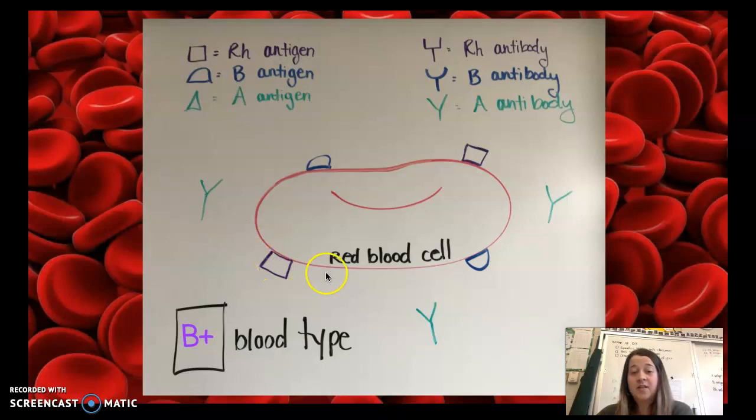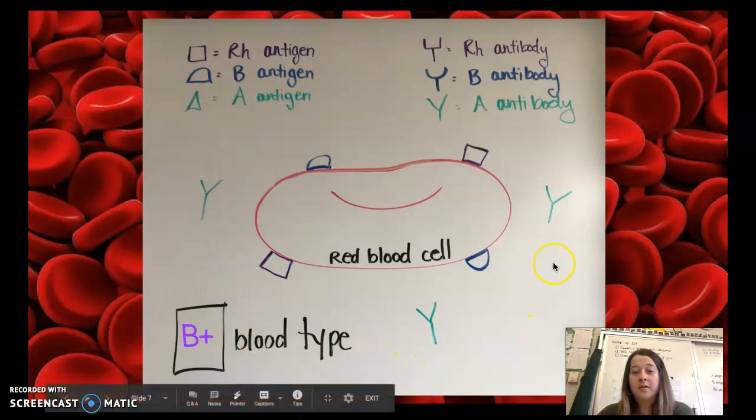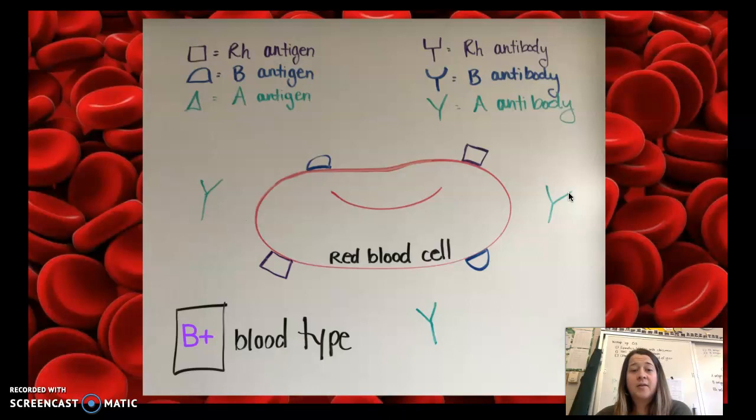If it's a negative blood type, you would see this symbol, the Rh antibody, floating around out here with the other antibodies. Now, just a reminder, if there are no antigens present, then you have an O negative blood type. If there are no A or B antigens present, but there is an Rh antigen present, you would have O positive blood type. Okay?